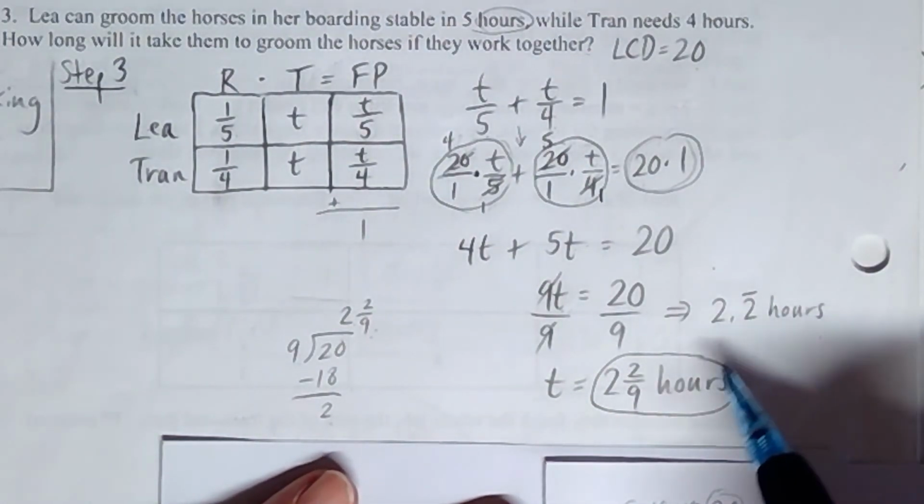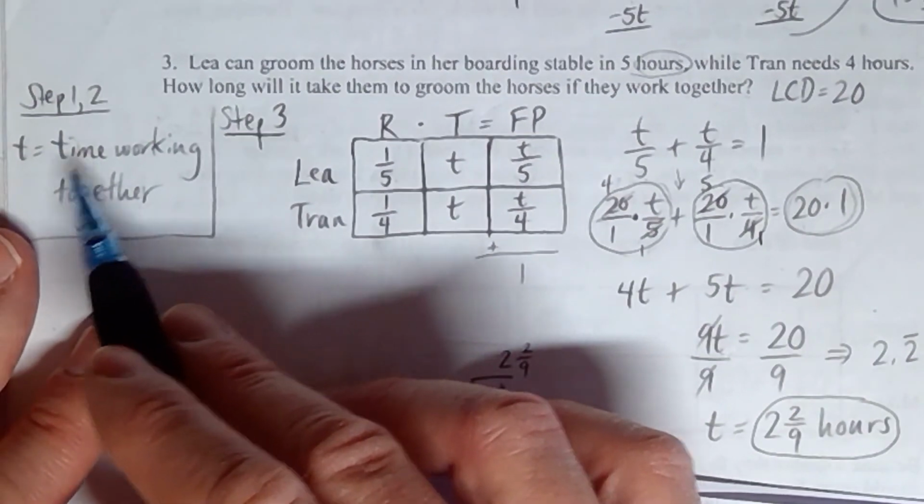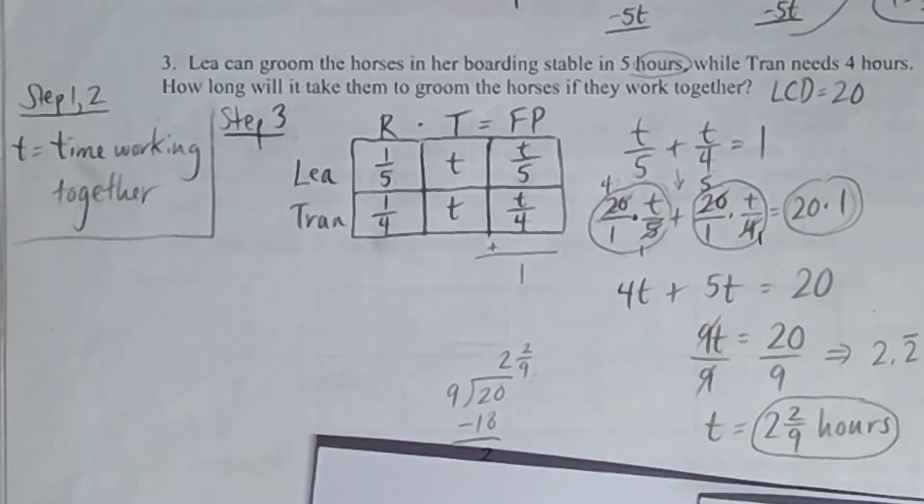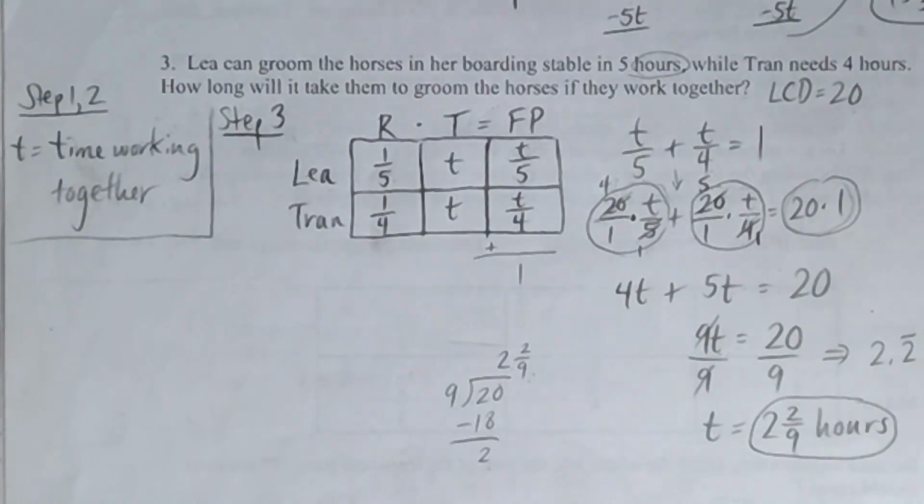Why is it hours again? It's because they asked for time. The variable represents time. Since time is measured in hours in this problem, that's why it's 2 2/9 hours. And so that concludes our discussion on work.